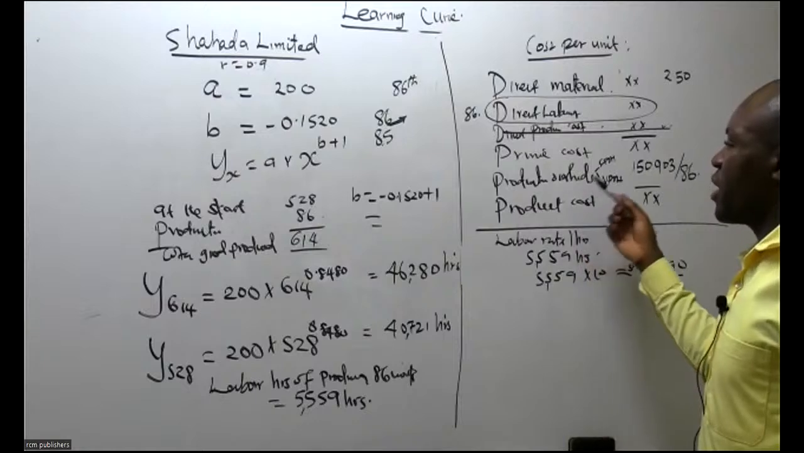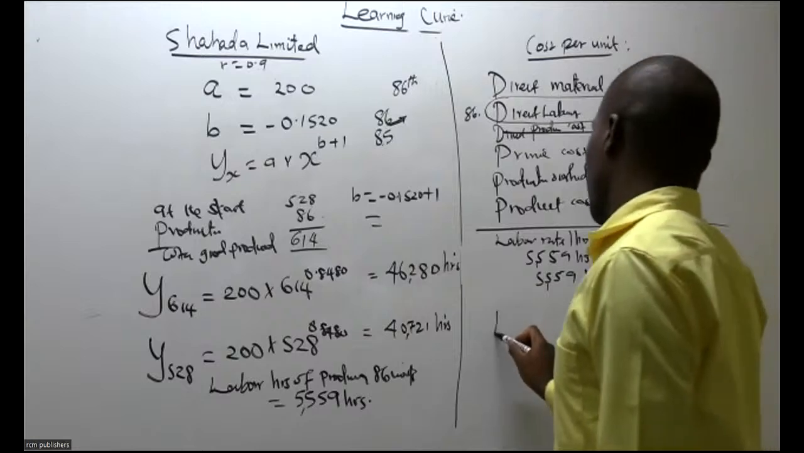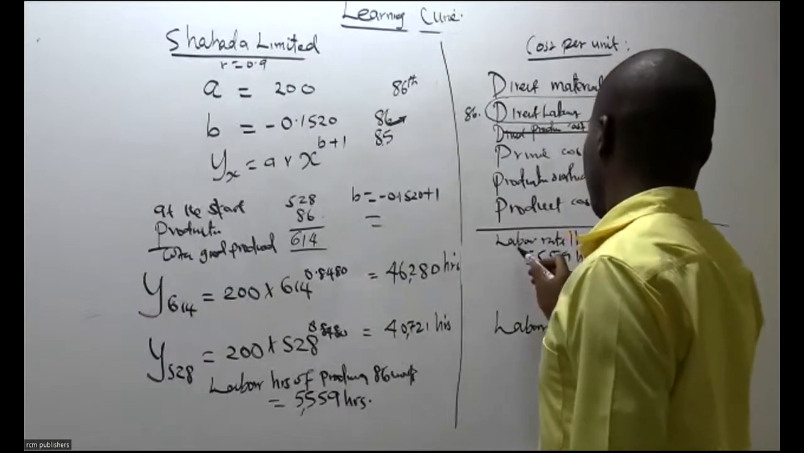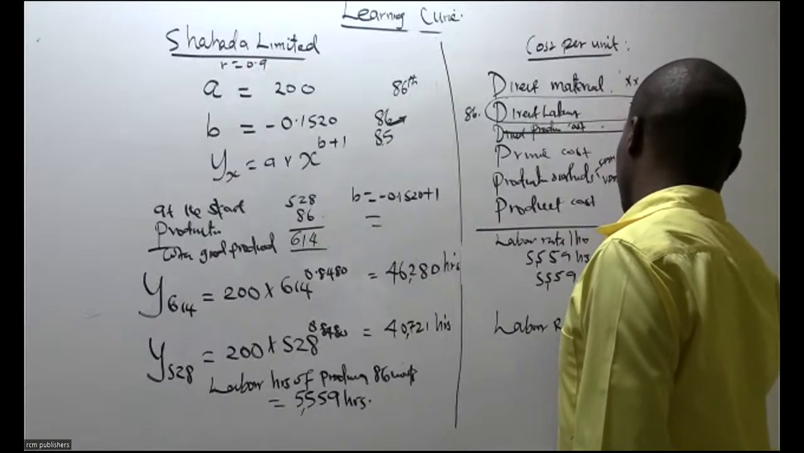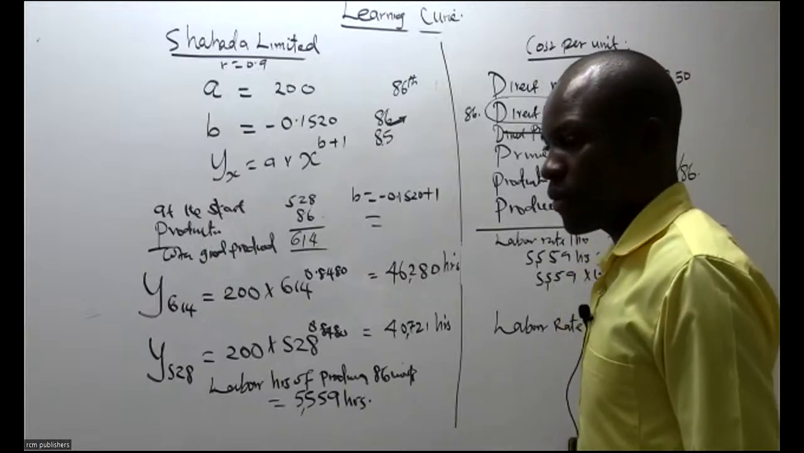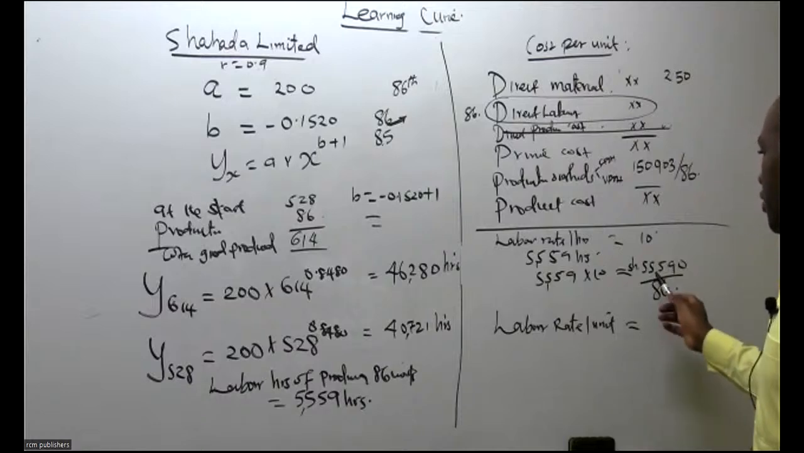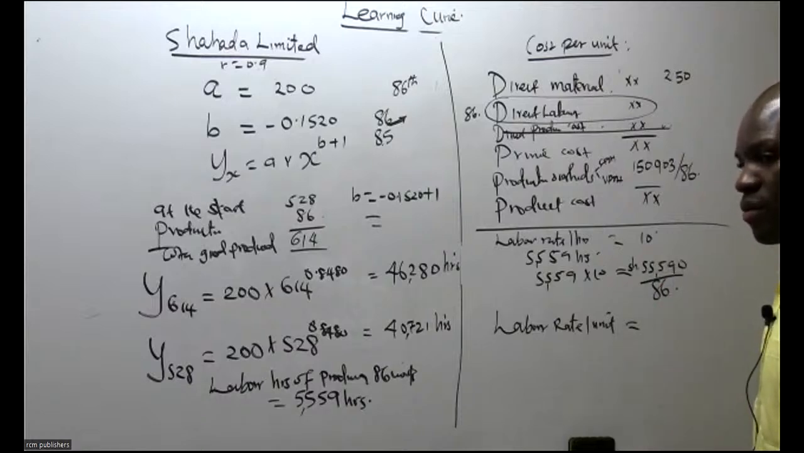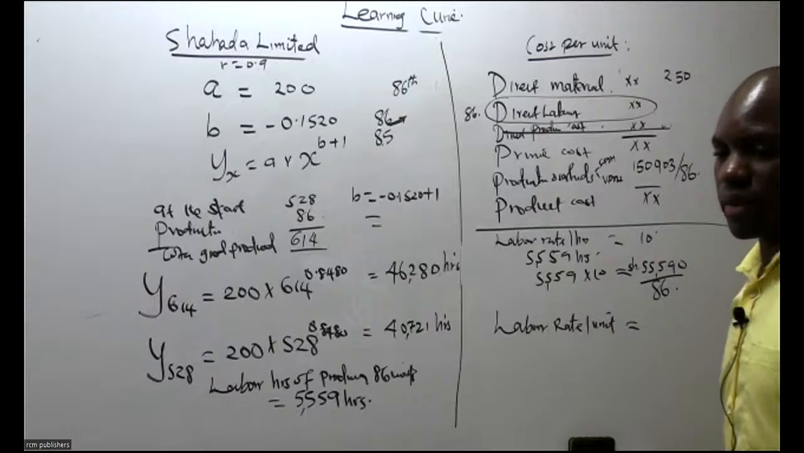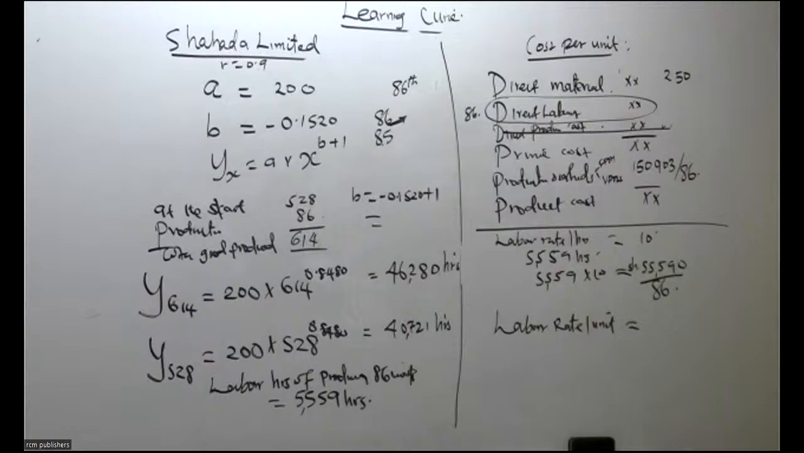What was the average labor cost per unit? This one was the labor rate per hour, so what is the labor rate per unit? Tell me something: if you divide the two, what will you have?